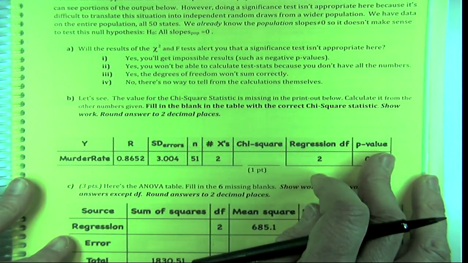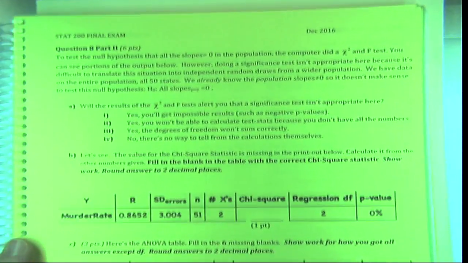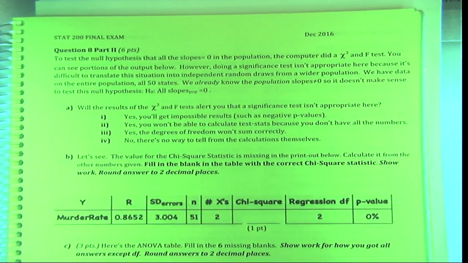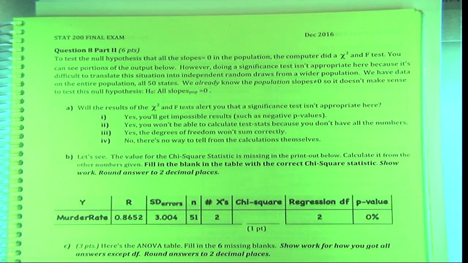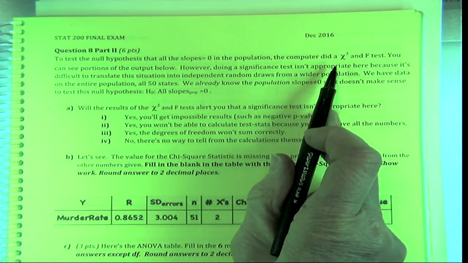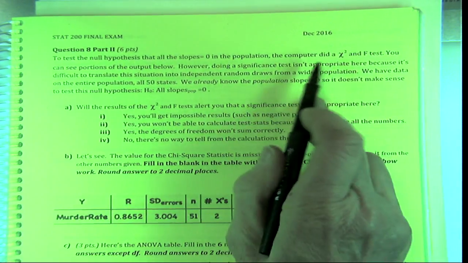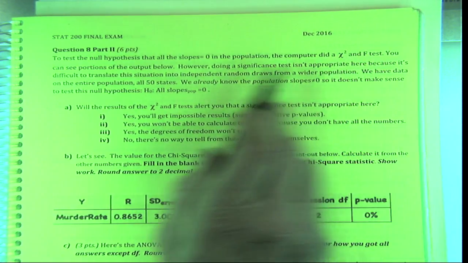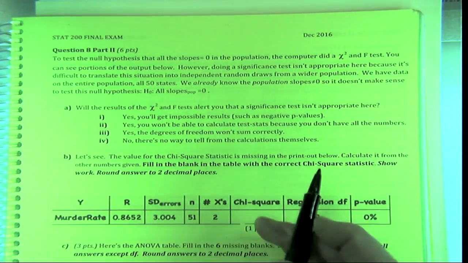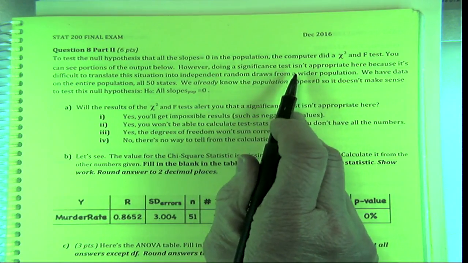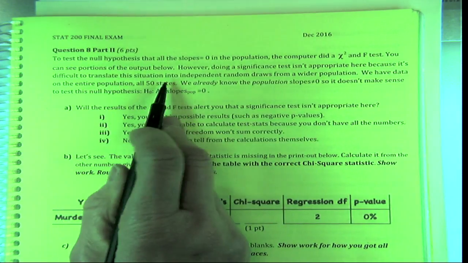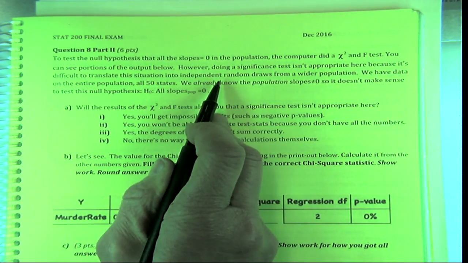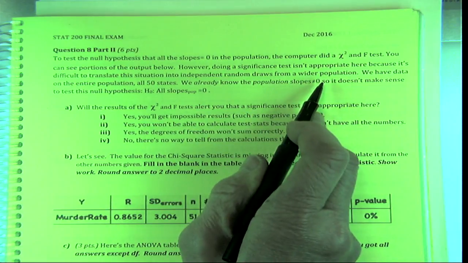Okay, now this is part of the same problem. We're going to test the null hypothesis that there's nothing in that model, that both the slopes are equal to 0. And the computer did this chi-squared F test, and you see portions of it below. However, doing a significance test really is not appropriate here, because it's difficult to translate this situation into independent random draws from a wider population.